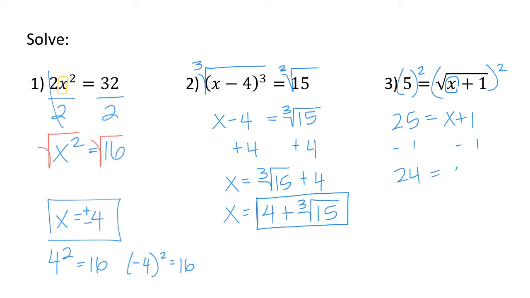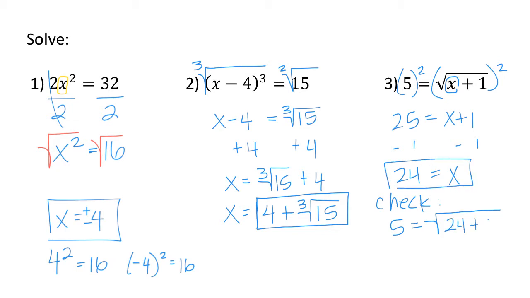24 is x. I'm going to plug this one in. We should be plugging our answers in just to double check. So let's double check our solution. So I'm going to take the original equation, and instead of x, I'm going to plug in what I just got for x, 24. And this looks like it's making sense because if I get 25 and take the square root of 25, that is 5. So it's correct.